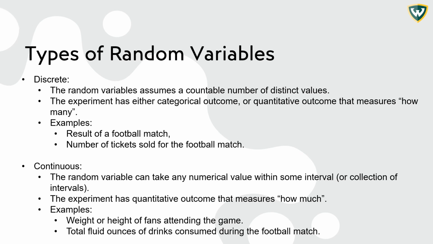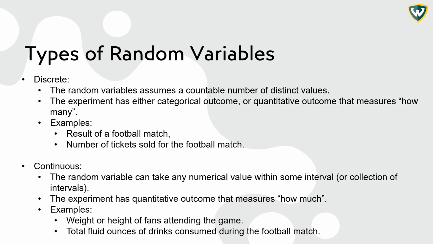Random variables can be categorized into discrete and continuous types. A discrete random variable assumes a countable number of distinct values. In simpler terms, the values it can take are finite or countably infinite, like the set of natural numbers. As for the characteristics of a discrete random variable, we can say that 1. The possible outcomes can be listed or counted. 2. The variable takes specific values, often representing counts, typically showing how many. And 3. These values are often integers or whole numbers.